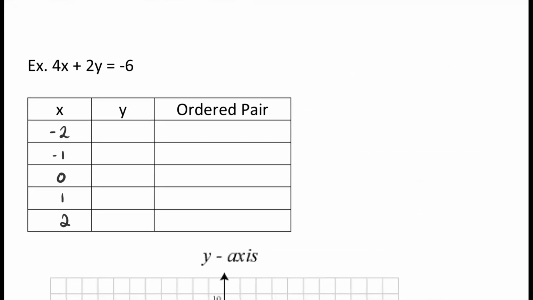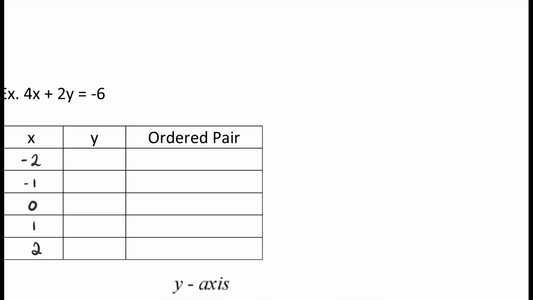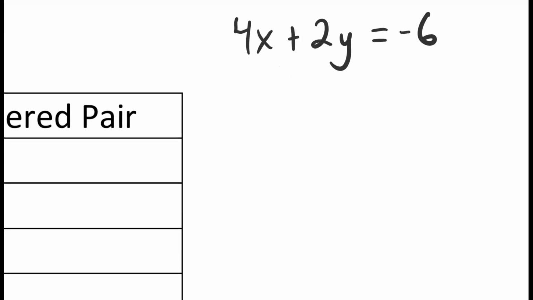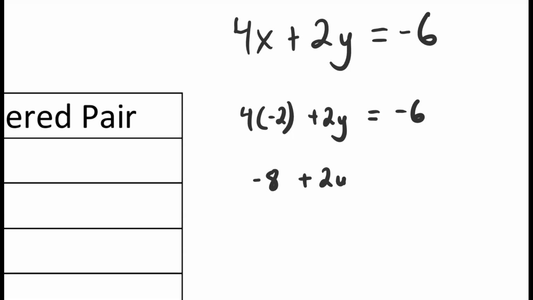So to solve it without manipulating the equation first, it's going to look like this. 4x plus 2y equals negative 6. Now we are choosing the values for x here. So 4 multiplied by negative 2 plus 2y equals negative 6. 4 multiplied by negative 2 is negative 8 plus 2y equals negative 6.